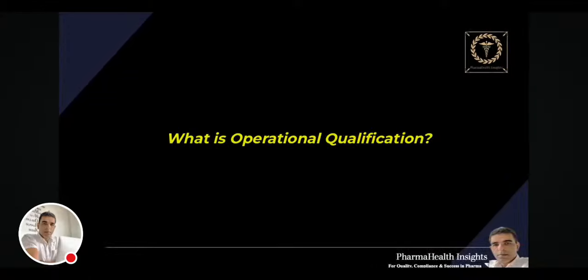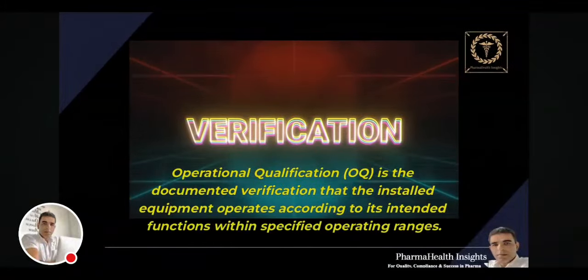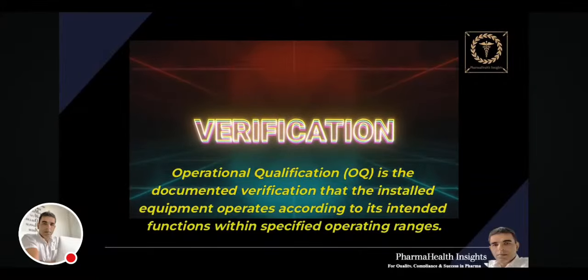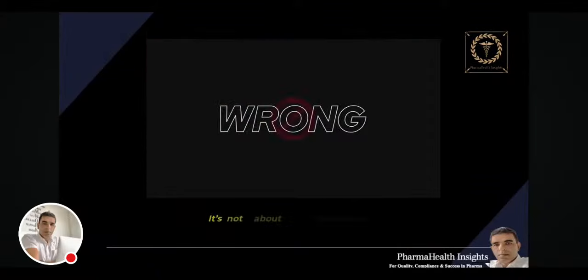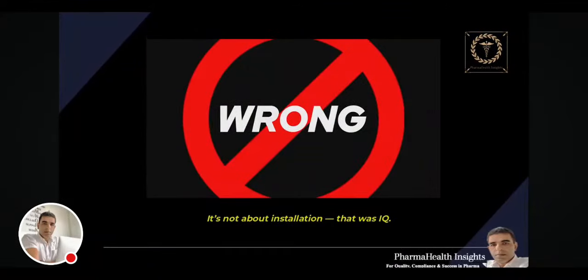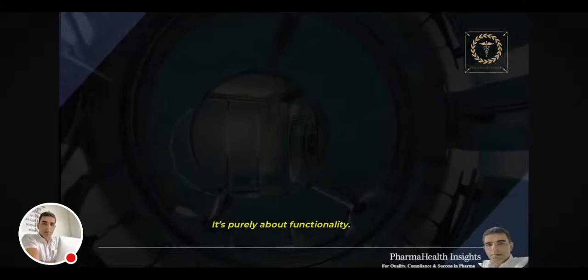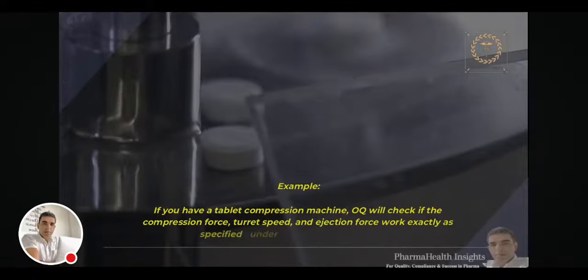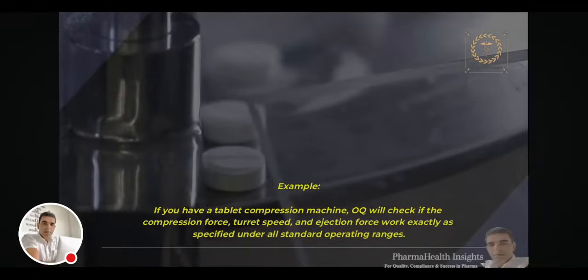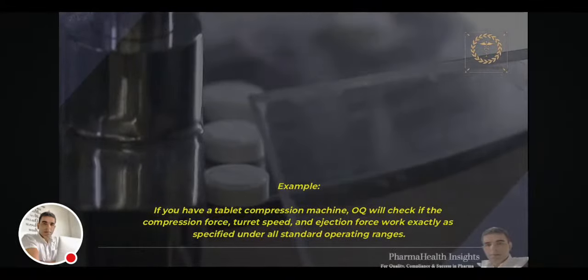What is operational qualification? Operational qualification, OQ, is the documented verification that the installed equipment operates according to its intended functions within specified operating ranges. It's not about installation, that was IQ. It's not about performance under real production loads, that's PQ. It's purely about functionality. Example, if you have a tablet compression machine, OQ will check if the compression force, turret speed, and ejection force work exactly as specified under all standard operating ranges.